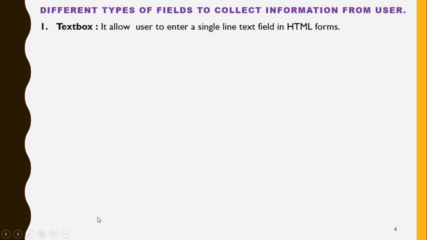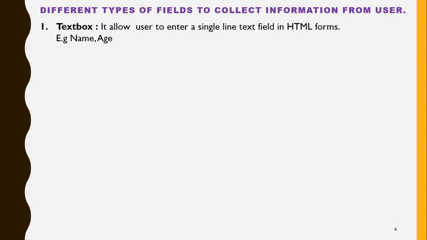Now the next one is different types of fields to collect information from the user. When you are collecting information from the user, the information can be of different types. That's why there are different fields to collect information from the user in HTML.